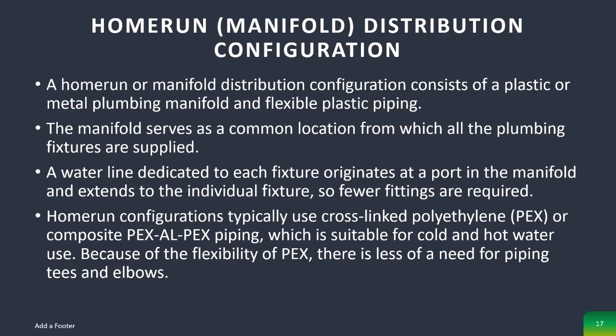The manifold serves as a common location from which all the plumbing fixtures are supplied. A water line dedicated to each fixture originates at a port in the manifold and extends to the individual fixture, so fewer fittings are required. Home run configurations typically use cross-linked polyethylene or PEX, or composite PEX-Al-PEX piping, which is suitable for cold and hot water use. Because of the flexibility of PEX, there is less of a need for piping, tees, and elbows. Yun na nga, yun yung pinagkaiba niya sa rigid pipe distribution configuration.